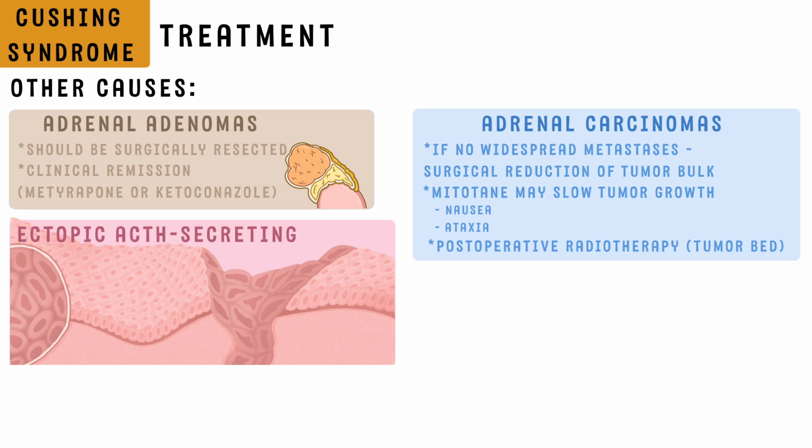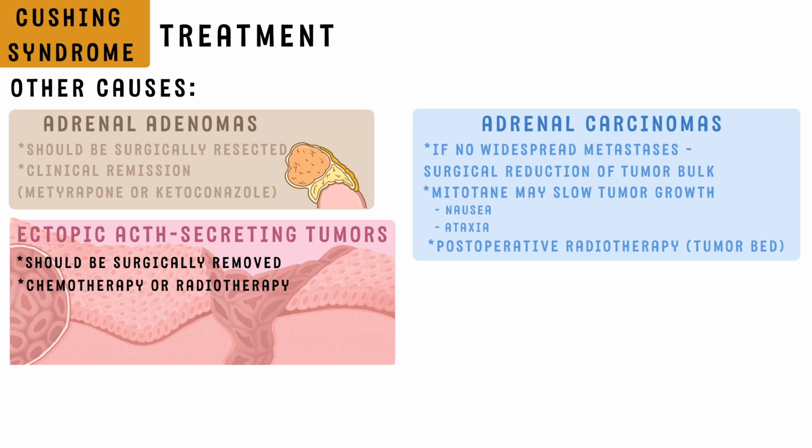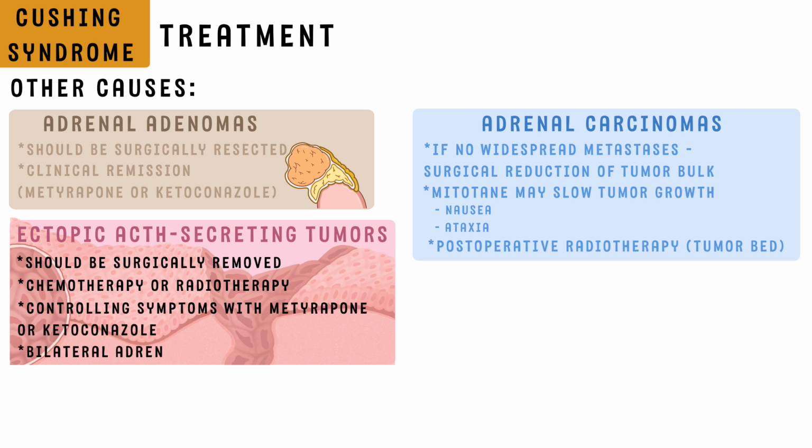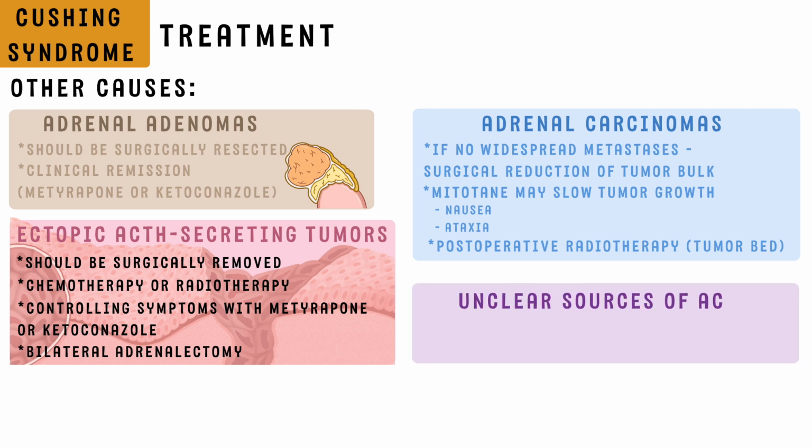Ectopic ACTH secreting tumors should be surgically removed if feasible. Chemotherapy or radiotherapy may be necessary depending on the tumor type. Controlling Cushing syndrome symptoms with metyrapone or ketoconazole is important, and bilateral adrenalectomy might be considered if the tumor's prognosis is reasonable. And the last one is unclear sources of ACTH, which require cortisol hypersecretion control with medical therapy until a definitive diagnosis is made.